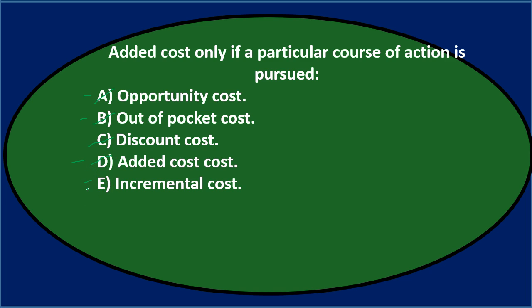So the incremental cost is, pretty much by definition, added cost only if a particular course of action is pursued. When we say it's an incremental cost, we're basically saying this is the cost of this particular action, the cost that will change, the cost that will differ between decisions, the relevant cost. So the final answer: added cost only if a particular course of action is pursued, E, incremental cost.